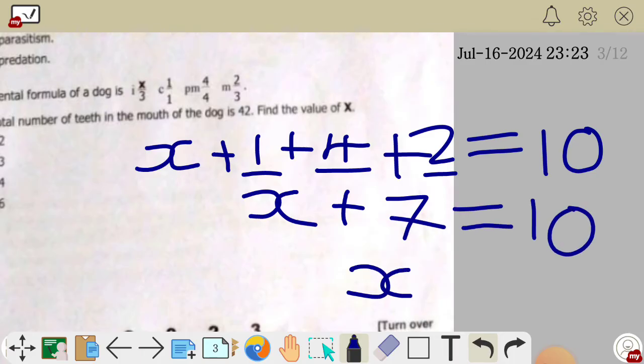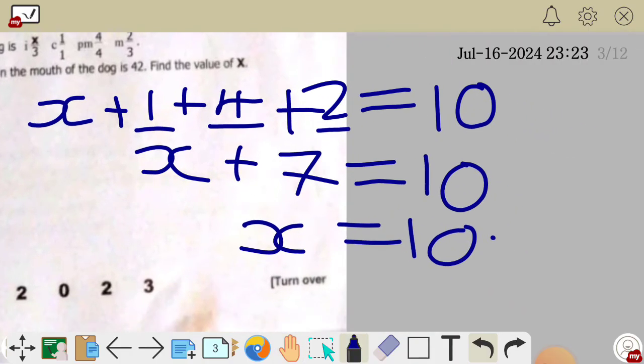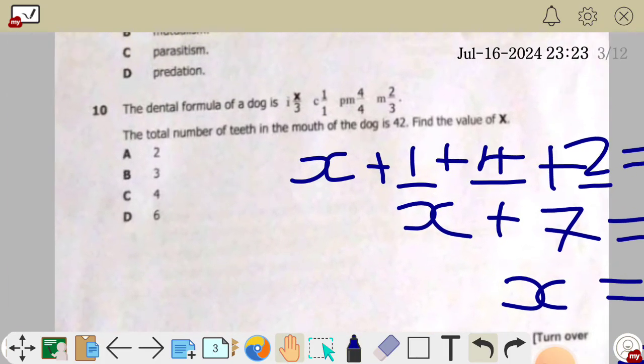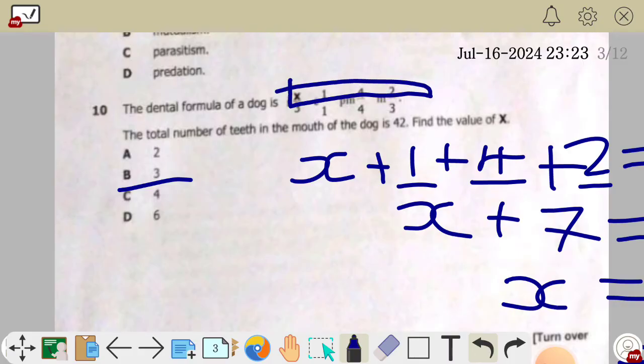Then our x is equal to 10 minus 7. So 10 minus 7 here will be just 3. So the value of x is 3. So we have used the 10. Why? Because half of the upper jaw, the total number of teeth in a dog is 10. So we equate that, then you find the value of x, which is 3. So the correct answer for question 10 is B.